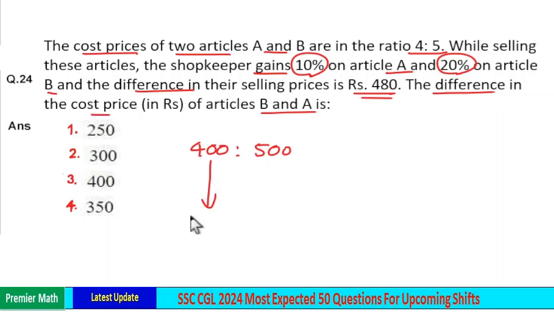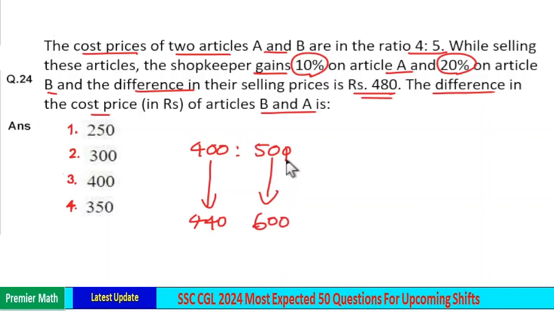So 400 plus 40 is 440, the selling price of article A. Now the shopkeeper gains 20% on article B. 20% of 500: 10% is 50, so 20% is 100. So 500 plus 100 is equal to 600, the selling price of article B.